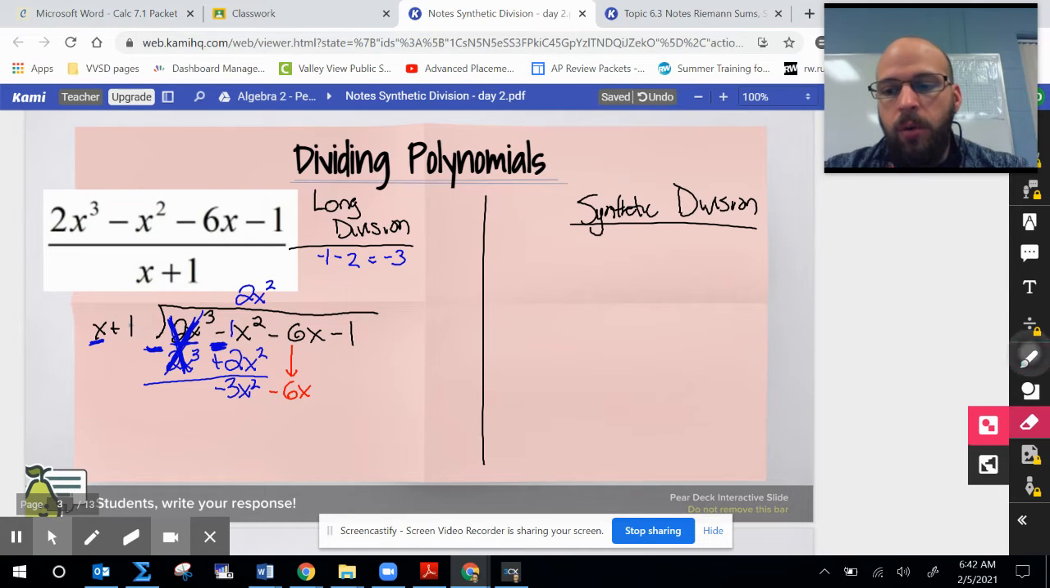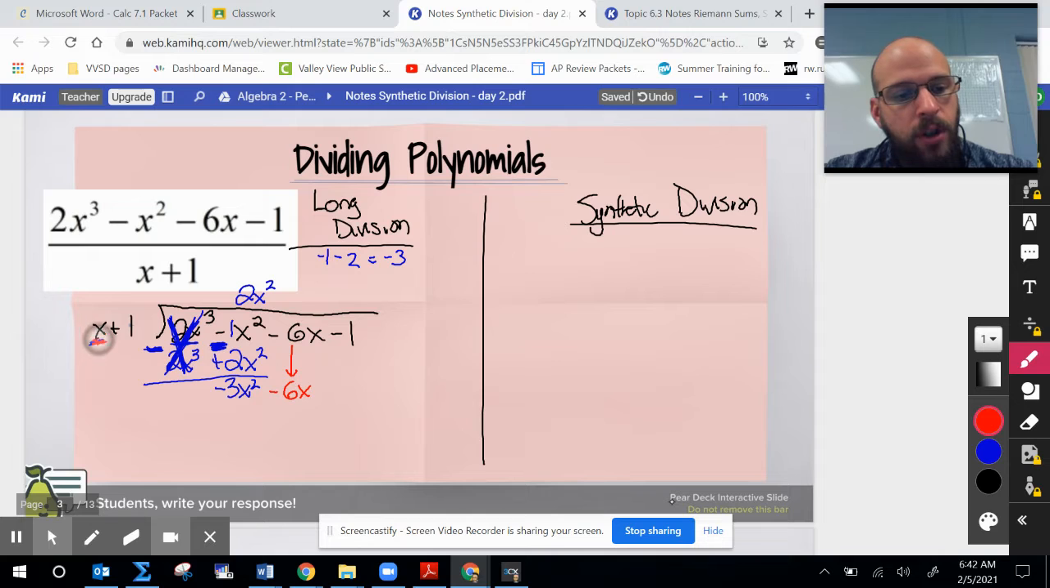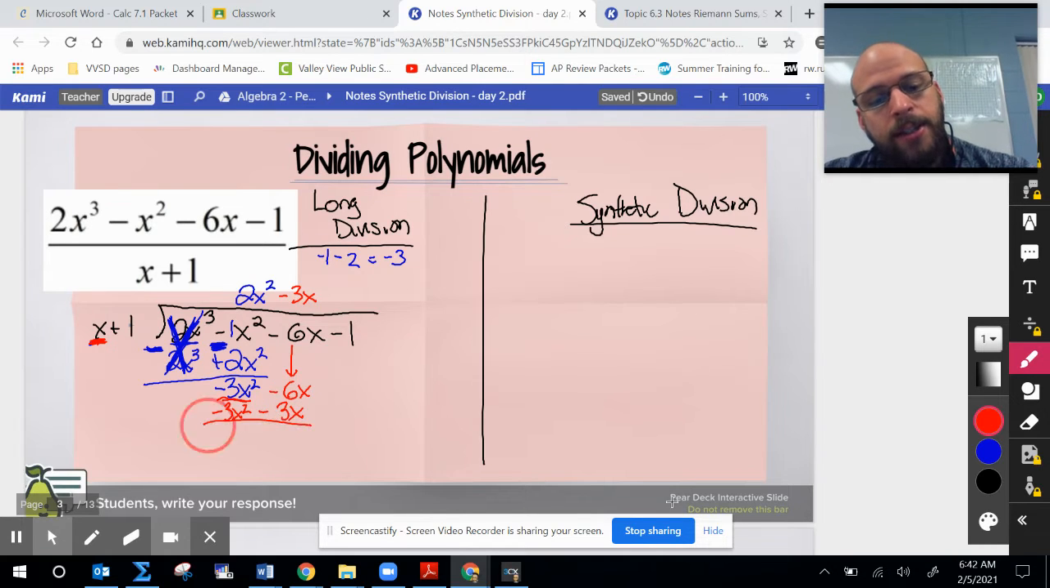Okay, so here's how it works. I'm going to take that first term, that x again. What do I need to multiply x by in order to turn it into a negative 3x squared? Well, I need to multiply it by a negative 3x. So negative 3x times x is a negative 3x squared. Negative 3x times 1 is a negative 3x. Put my subtractions in right away.